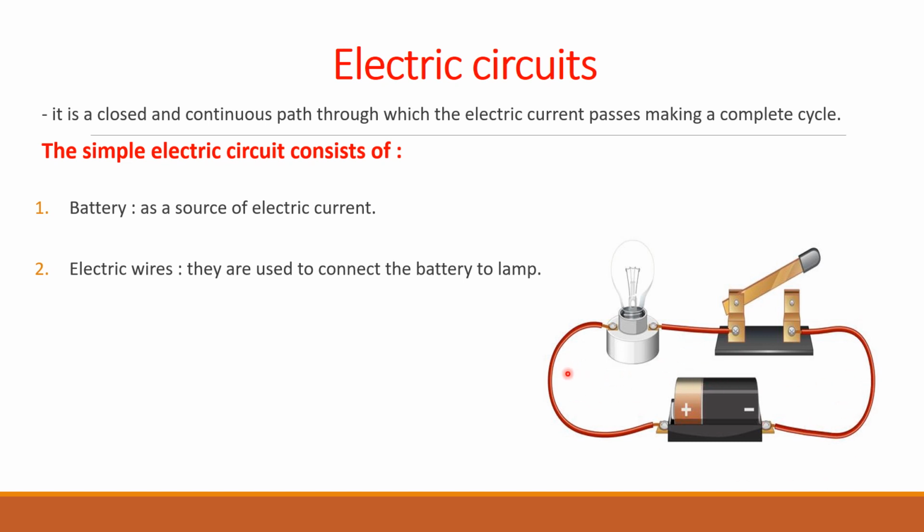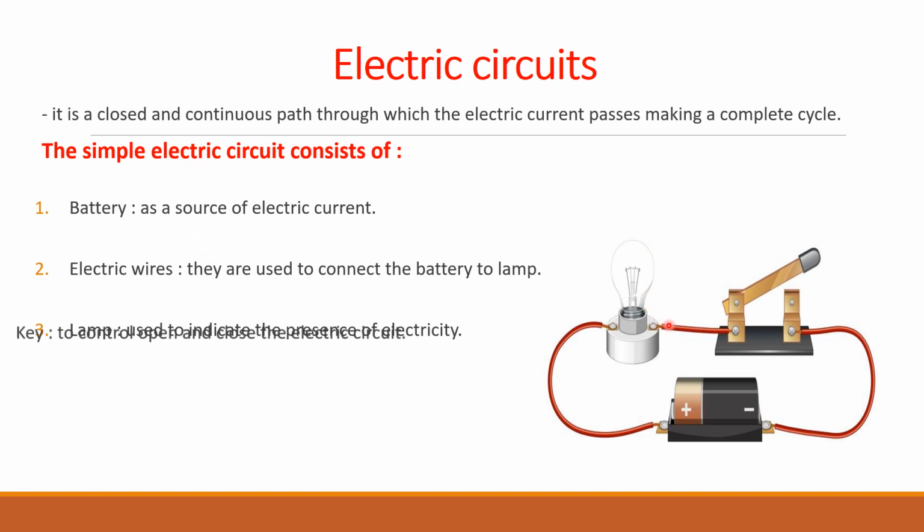Number two, electric wires, made from copper. Electric wires are used to connect the battery to the lamp. Used to connect all parts of the electric circuit. Number three, lamp, and it is used to indicate the presence of electricity. Indicate means we detect the presence of electricity. If there is electricity in the electric circuit, the lamp will light.